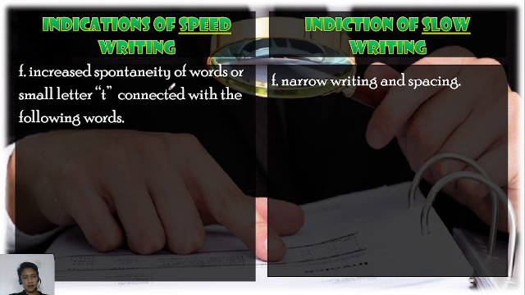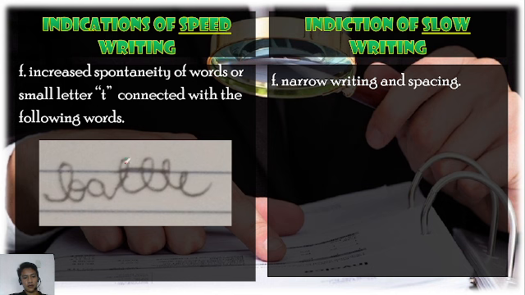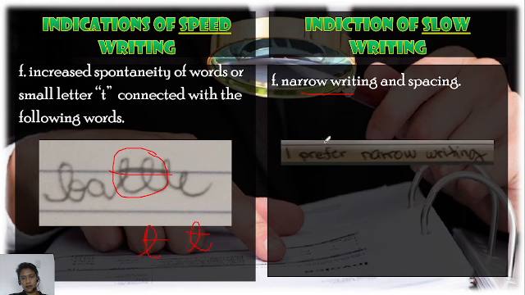Okay? Increase spontaneity of the words, small letter T connected with the following words, just like in here. So, instead na tigi-isa na lagyan ng bar, ang ginagawa is pinagsama na. Katulad ng nasa image natin. Alright? And meron tayo narrow writing. So, ibig sabihin, kapag slow writing, medyo magkakadikit po yung sulat natin usually. That is an indication of slow writing. Okay? And spacing. Narrow writing and spacing.